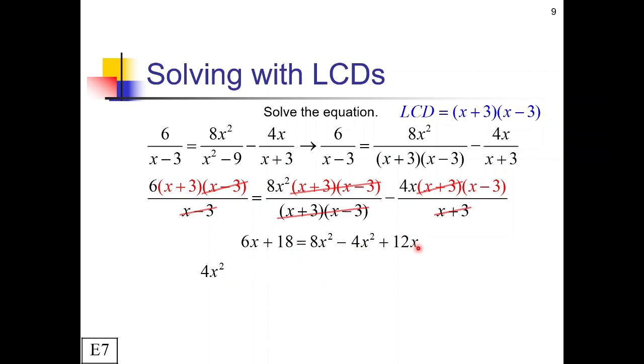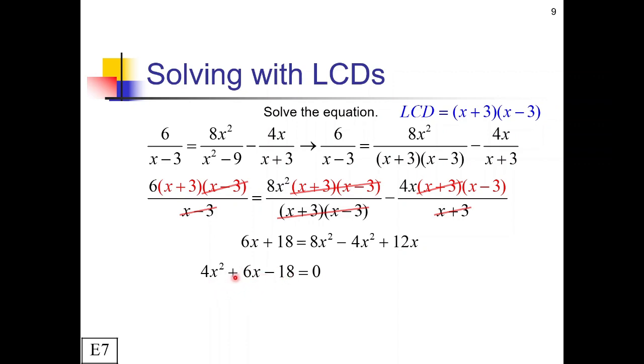I've got a 12x over there already. I'm going to subtract the 6x from that, so that's going to be another 6x. And then let's subtract the 18 over to the right side to get negative 18. And then I'll just switch sides and put 0 over there. So this is a quadratic. It's a little bit more involved than the ones we've dealt with before.